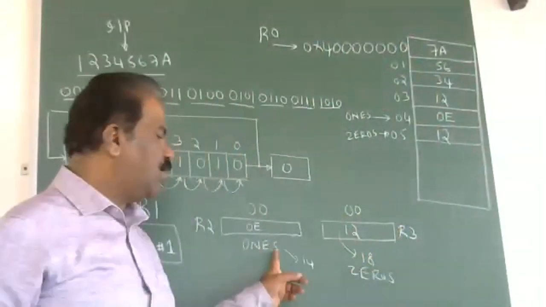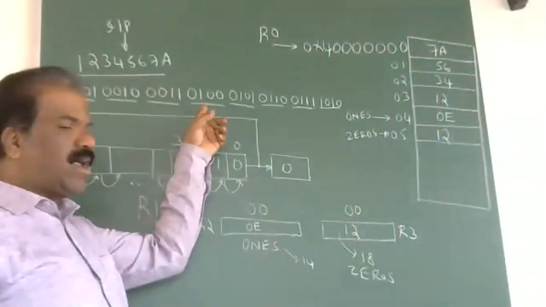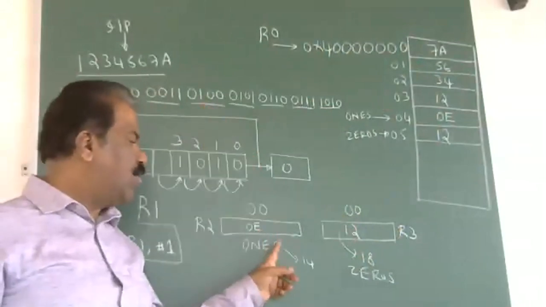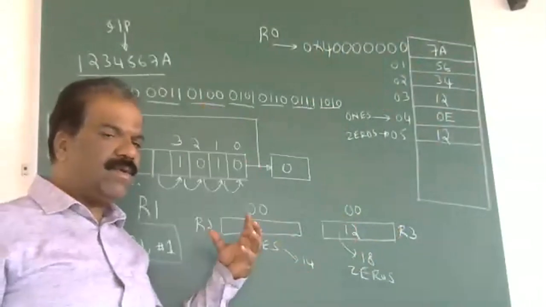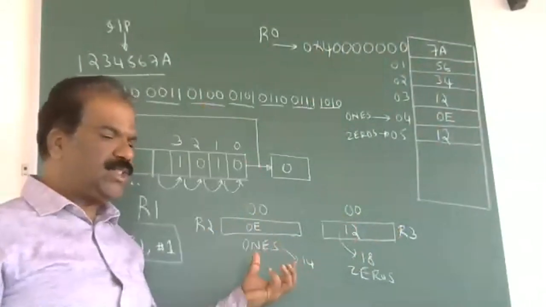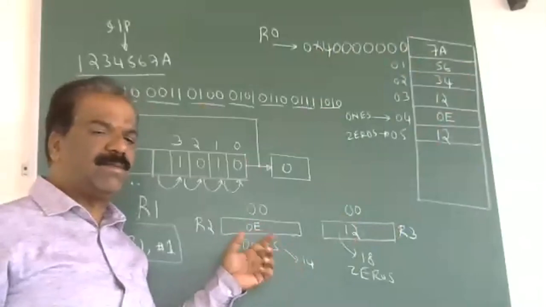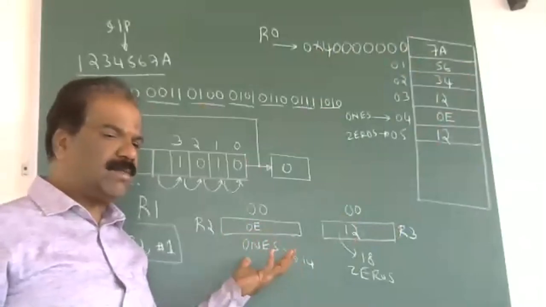This is for zeros, this is for ones. For this particular input, we have 14 ones. Finally, we're going to store the result in terms of hexadecimal. We won't store in terms of decimal. We'll store every result in terms of hexadecimal.